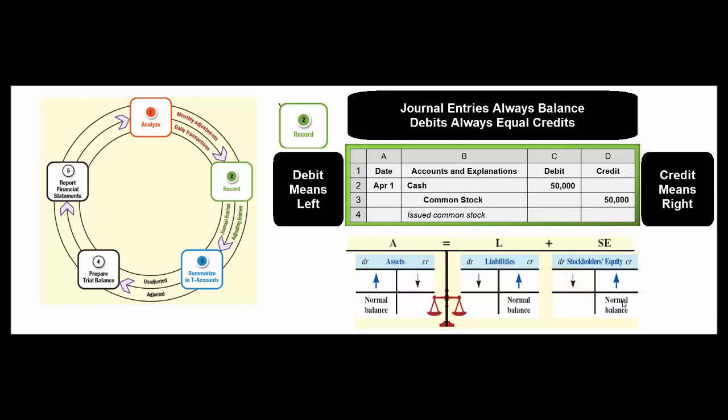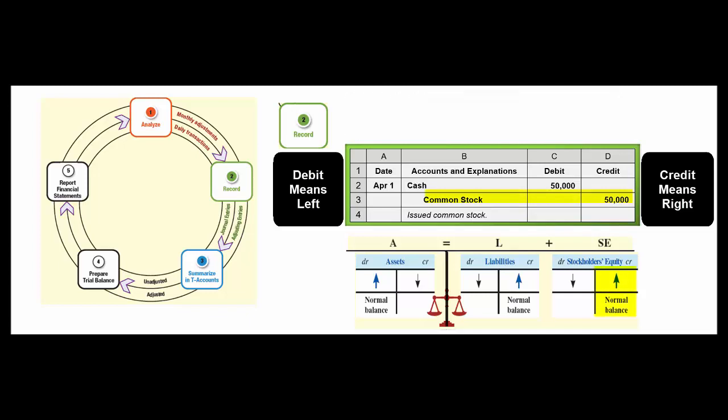For example, Freddy's Auto Service sells $50,000 in common stock to new shareholders. We put the date of April 1st. We debit cash for $50,000. Cash is an asset. It increases with debits. We come down the line and we indent and we credit common stock for $50,000. Common stock is an equity account. It increases with credits.